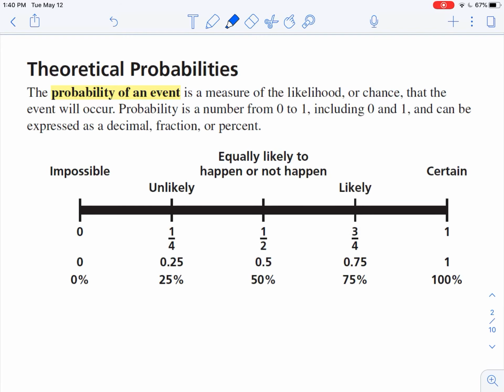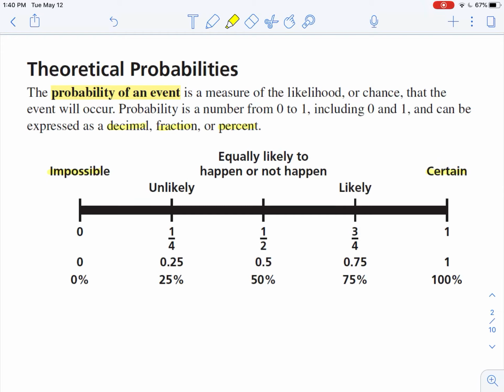The main thing I wanted to highlight is that your probabilities can be written out as decimals, as fractions, or as percents. You can see that they've written those out in all 3 different formats. Obviously if the probability of something is 0, it's not happening, it's impossible. And obviously if the probability is 1 or 100%, it is absolutely a certainty that it's going to happen.